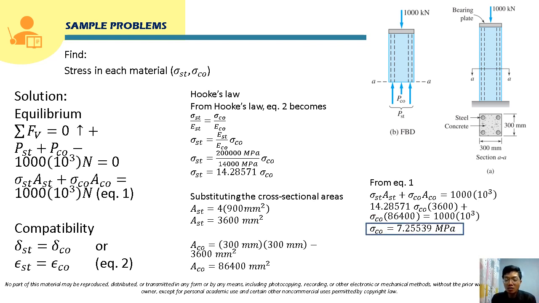So also for steel, since we already have the stress for concrete, we can just substitute this value into this equation to solve for the stress in steel. So solving for the stress in steel, this will just be 14.28571 times 7.25539. So this will just be 103.648 megapascal. So these will now be the stresses in each material. This is the stress for concrete and this is the stress for steel. So these will now be the answers for this problem.